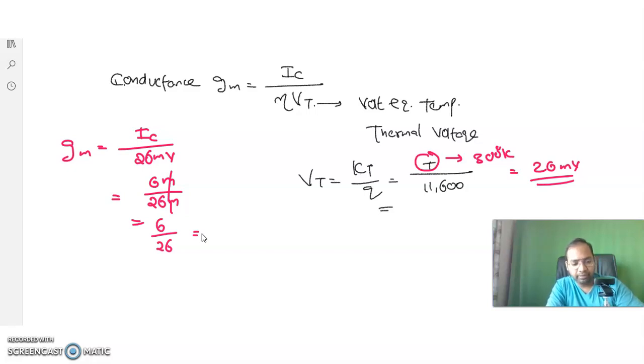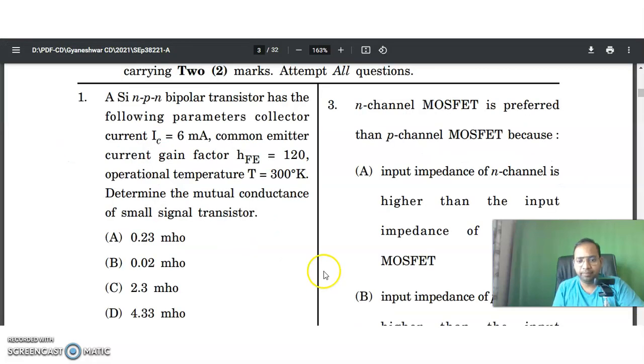6 divided by 26 is 0.23 mho, or else Siemens. So we are getting 0.23 as the answer, and option A is the correct answer for this question. Got it? Option A is the correct answer.